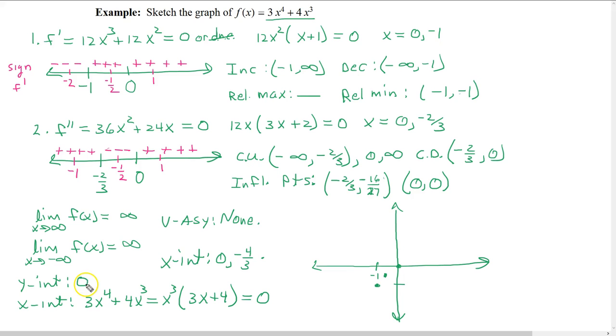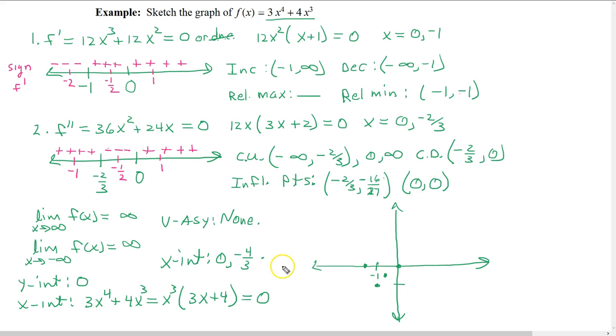Oh, x and y-intercepts. Let's see, the y-intercept is 0. We already have that plotted right there. X-intercept 0 and -4/3. We already have 0 plotted. -4/3. Let's put that right about there. And that's all the information that we have to go on as far as points go. Now let's see what our increase and decrease in concavity tell us.